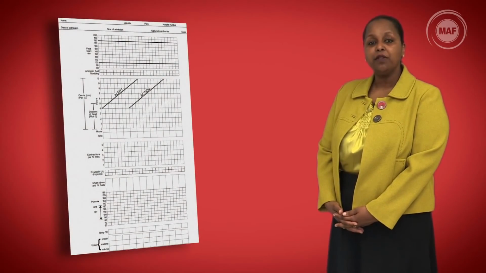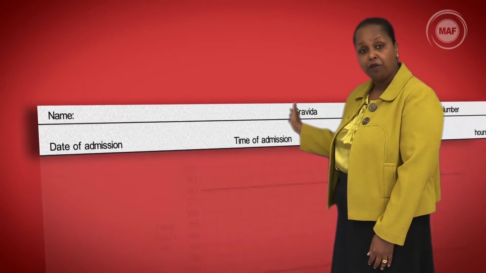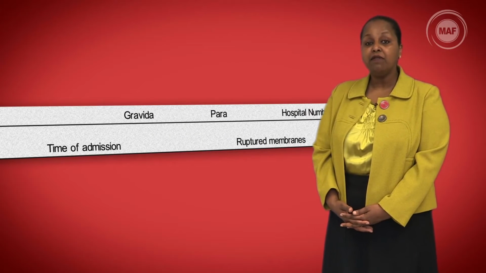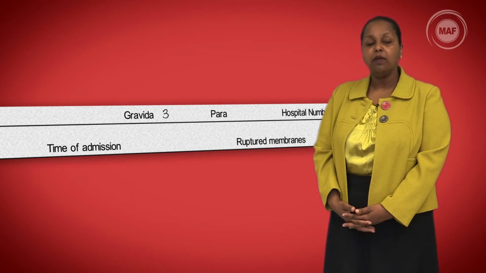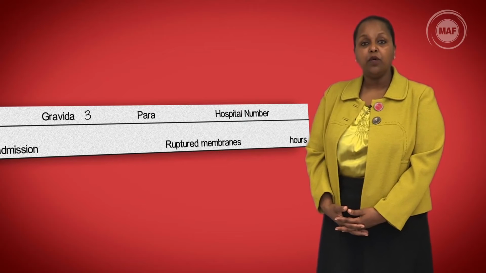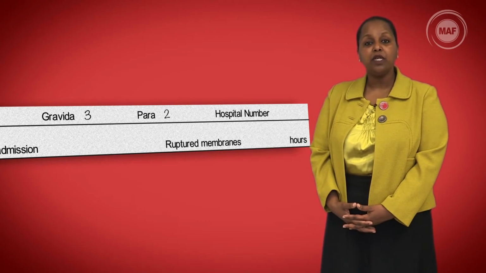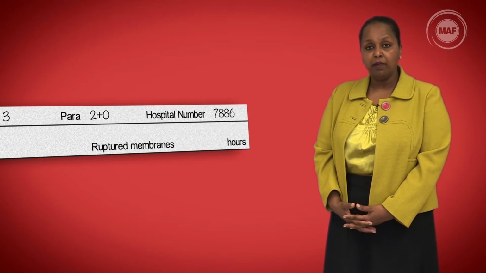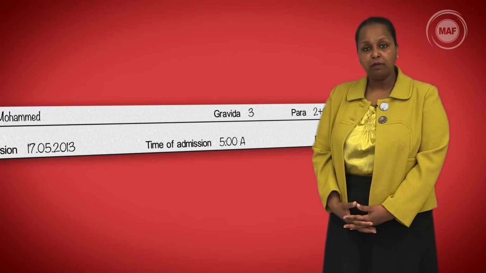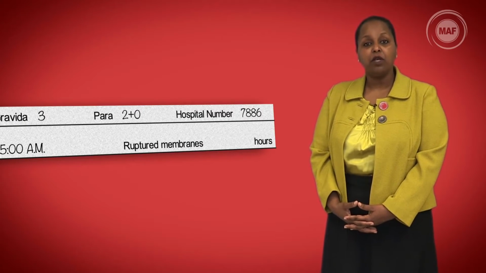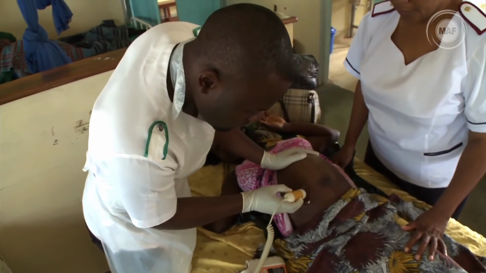You must also include other information and observations on the partograph. Fill out the name, record the number of times the woman has been pregnant, even if these pregnancies were not carried to term. The current pregnancy should be included. Then add parity, which indicates the number of above 24 weeks births, including viable and non-viable pregnancies, for example, stillbirths. The woman's hospital number, date and time of admission, and time of ruptured membranes or time elapsed since rupture of membranes if the rupture occurred before charting on the partograph.